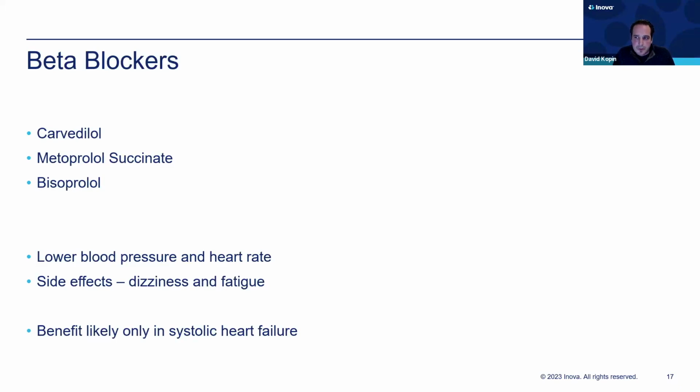There are really only 3 beta blockers that are effective in heart failure, and these are actually likely only beneficial in systolic heart failure, typically not beneficial in diastolic heart failure, unless there's another particular reason to be on a beta blocker. I typically do not use beta blockers in patients with diastolic heart failure or a stiff heart. Carvedilol, metoprolol, bisoprolol are their names. How they work, they lower the blood pressure and the heart rate to reduce stress on the heart. And side effects include dizziness and fatigue.